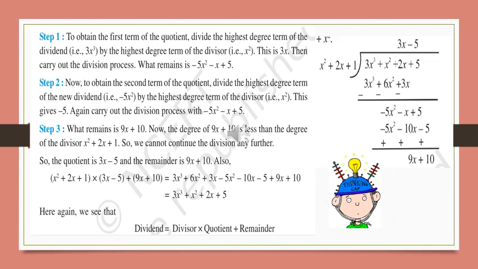Now if you see, the degree of 9x plus 10 is less than the degree of the divisor, and the divisor is x square plus 2x plus 1. So we cannot continue the division any further. We have to stop here. So in this question, the quotient is 3x minus 5 and the remainder is 9x plus 10. Also, if you check the division algorithm, it gives you dividend equals divisor into quotient plus remainder. So in this way, by dividing the two polynomials, we can verify the division algorithm.